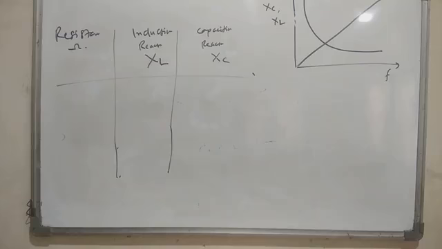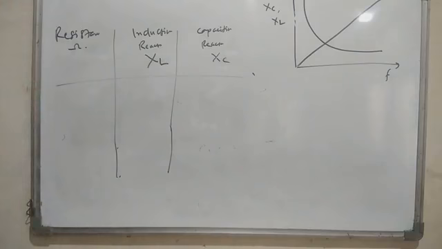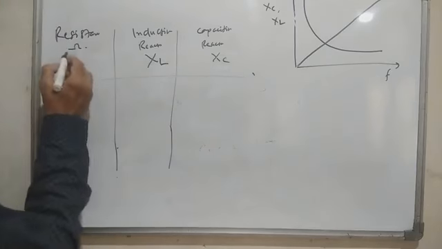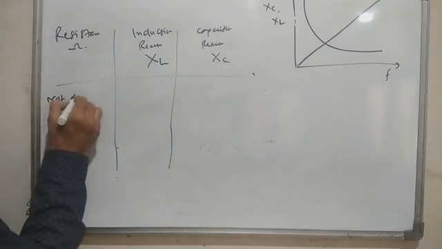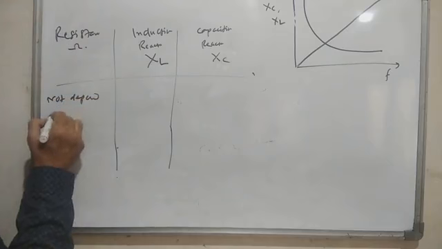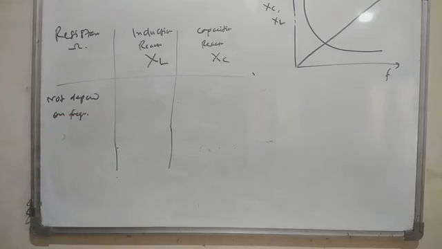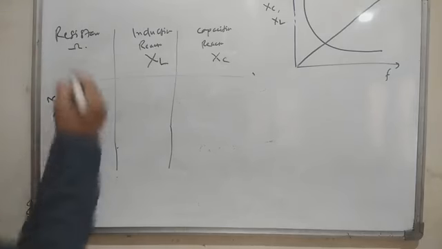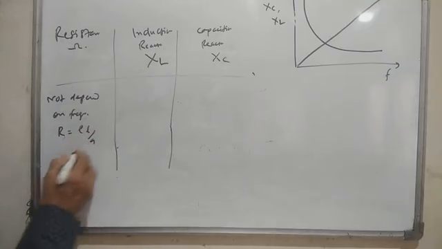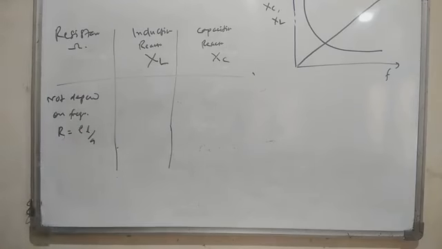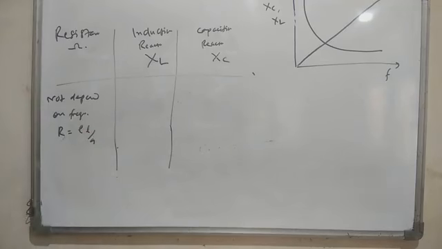See, though this XL and XC behave as a resistance in the circuit, there is a difference between XL and XC. This resistance does not depend on frequency. It is independent of the frequency. We know the resistance formula, R is equal to rho L upon A. That means the pure resistance depends on what? Resistivity, the length of the conductor and the area of the cross section of the conductor.